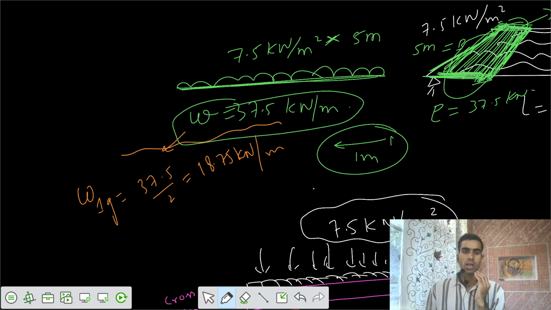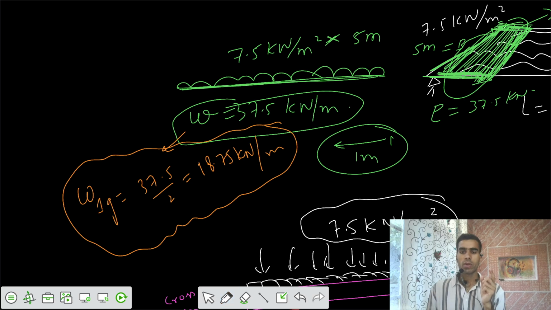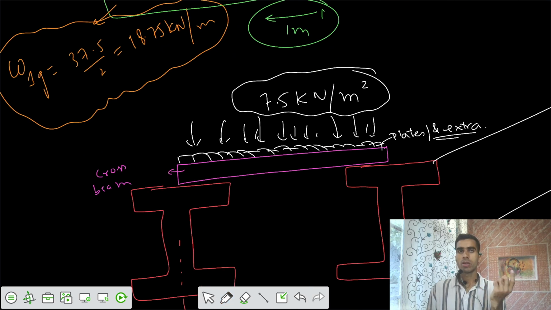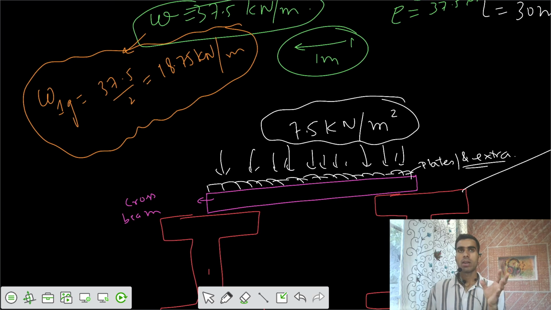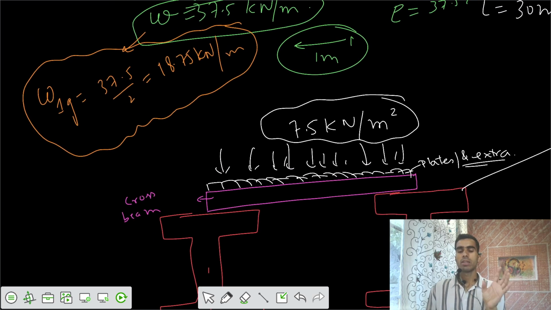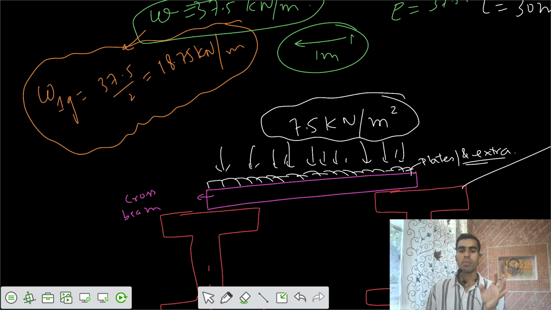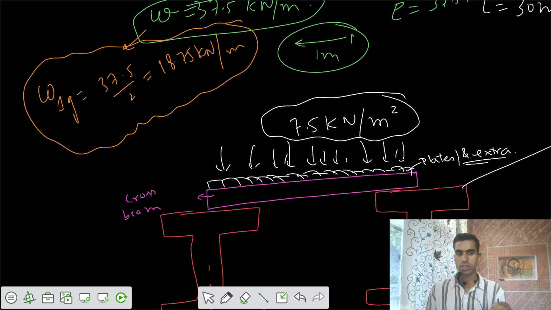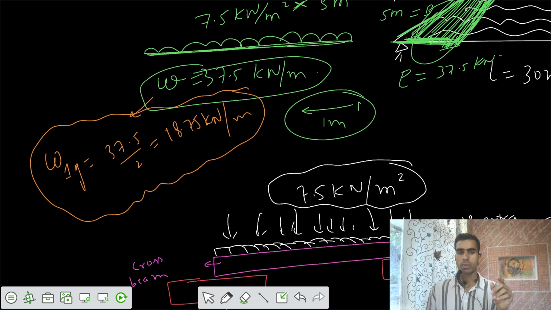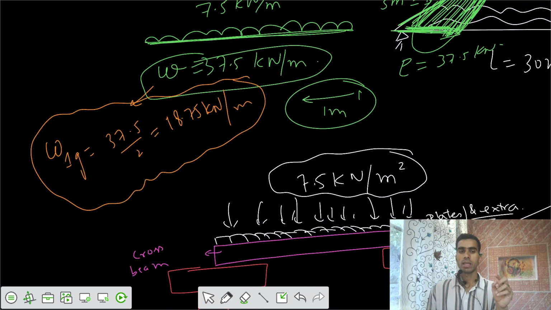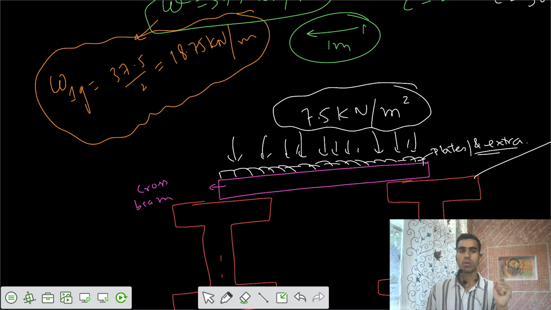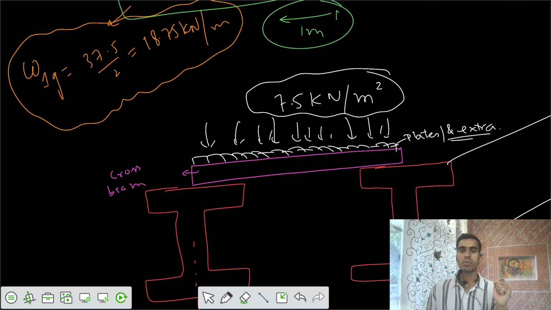That means for the calculation for one floor girder, because we have to draw the ILDs for one of the girders. They are symmetrical, so we need to take one girder, and for that we need to take the equivalent or effective UDL for that girder only. So by symmetry, the intensity would be 1 by 2 of that total intensity. Can I say that? So W1G equals 18.75 kilonewton per meter.